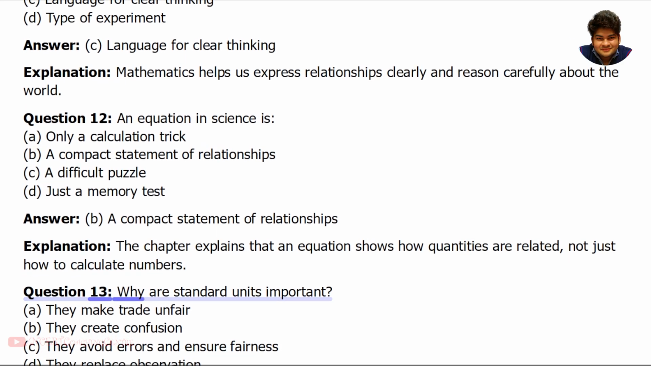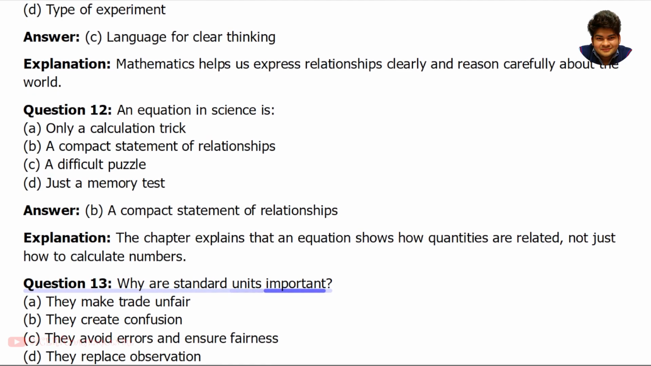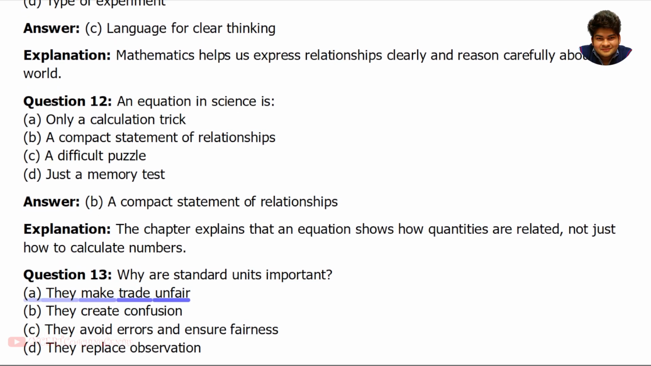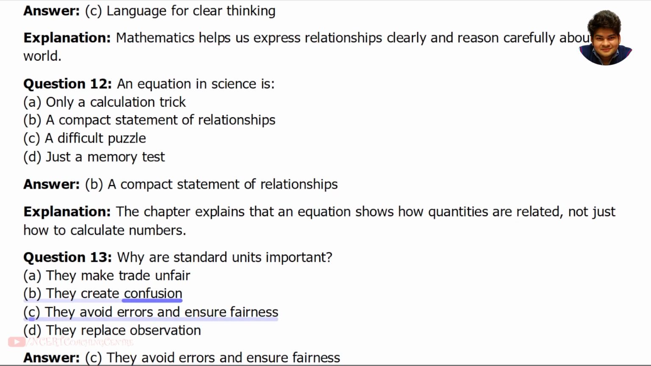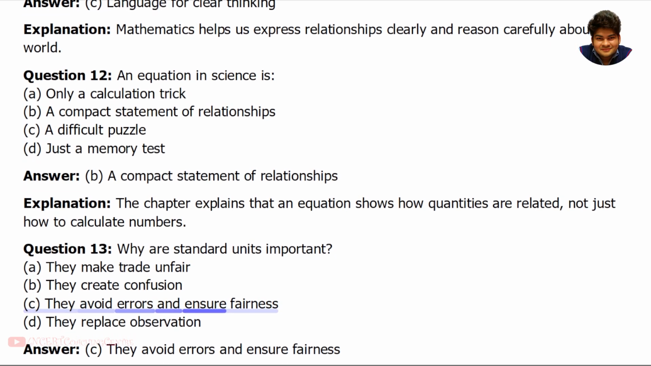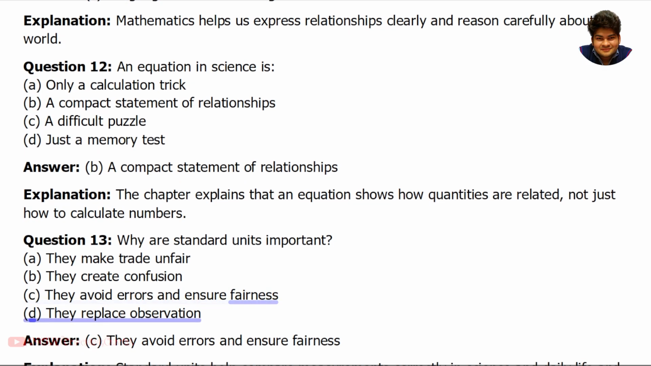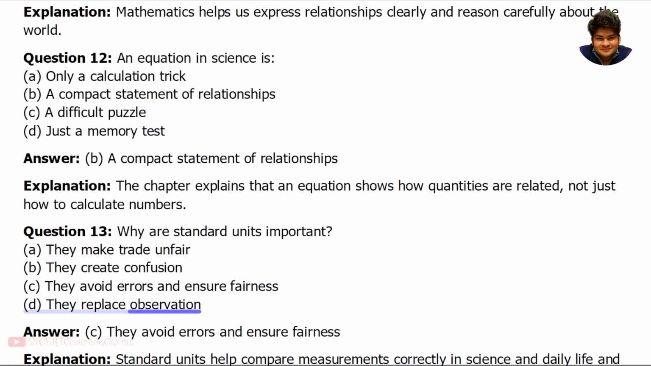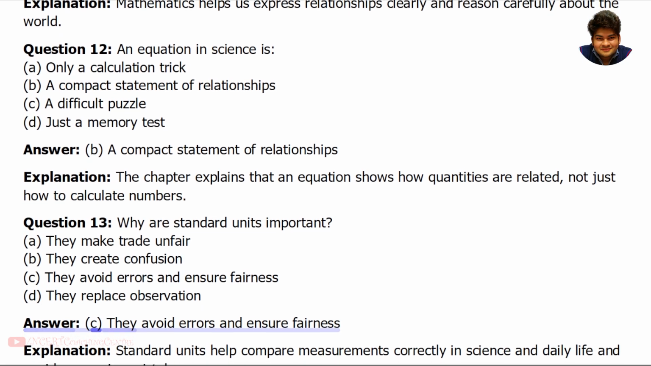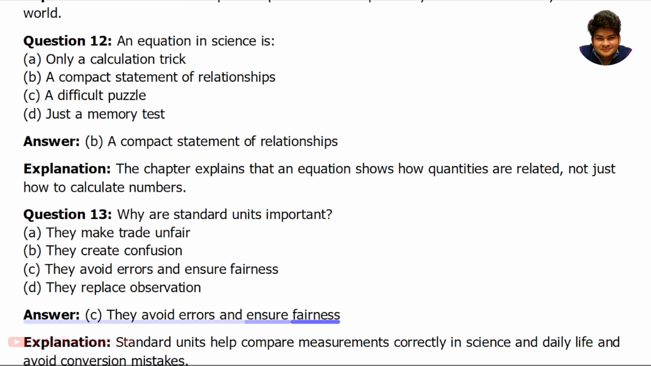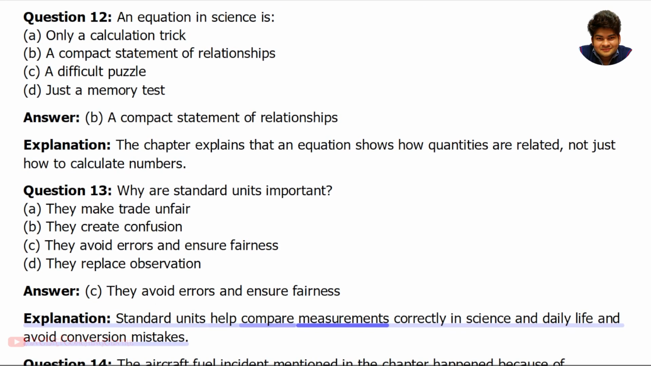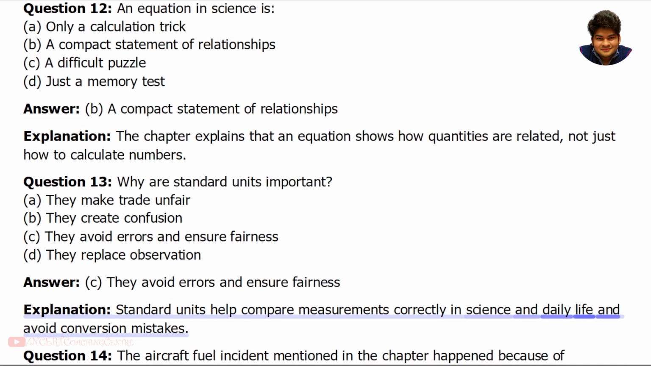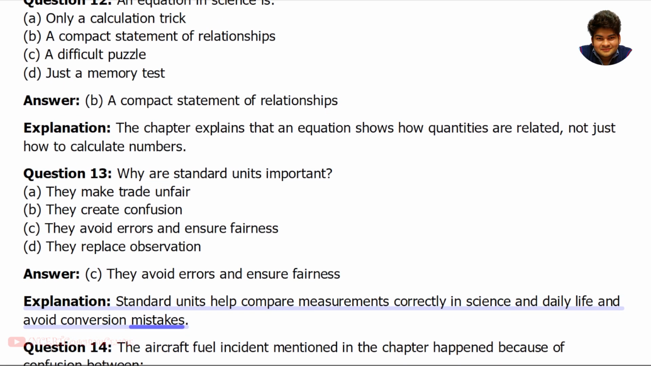Question 13. Why are standard units important? A. They make trade unfair. B. They create confusion. C. They avoid errors and ensure fairness. D. They replace observation. Answer: C. They avoid errors and ensure fairness. Explanation: standard units help compare measurements correctly in science and daily life and avoid conversion mistakes.